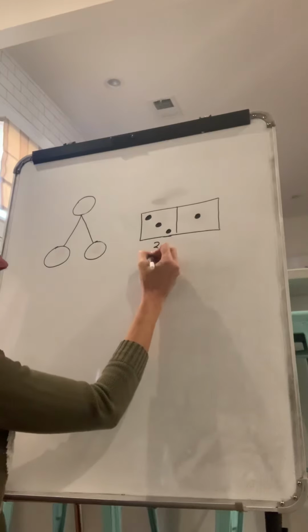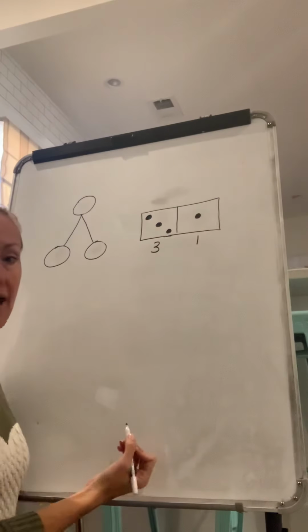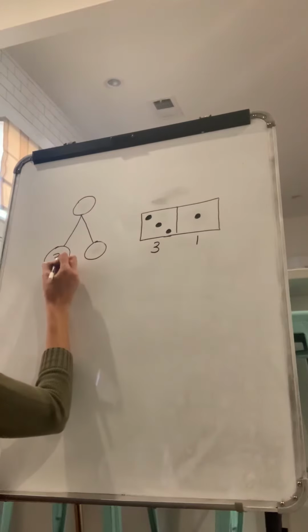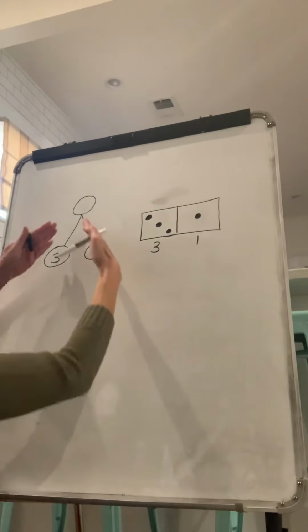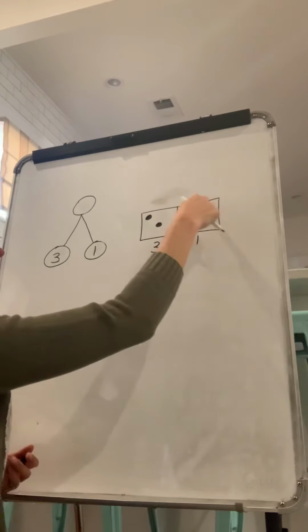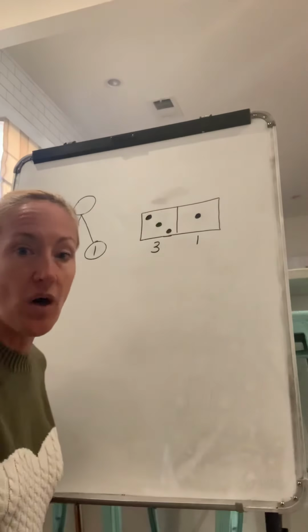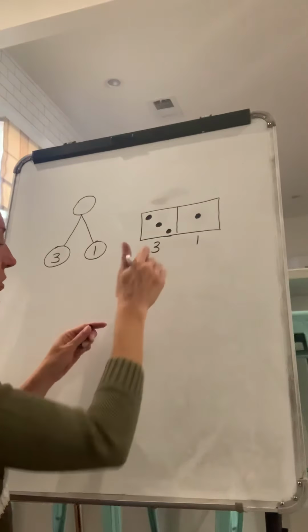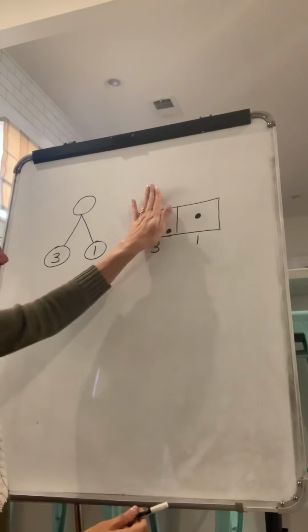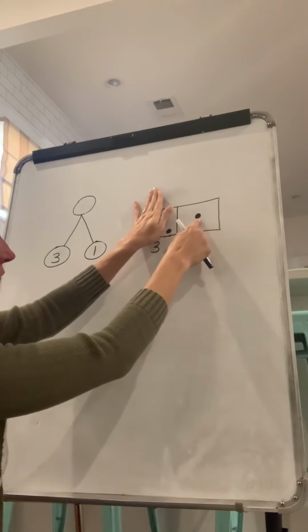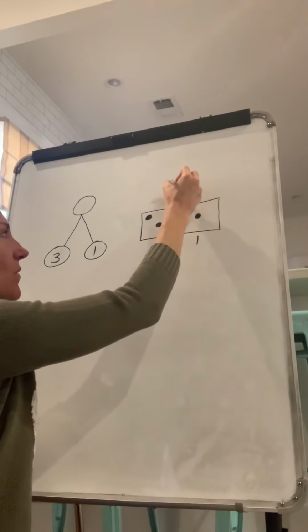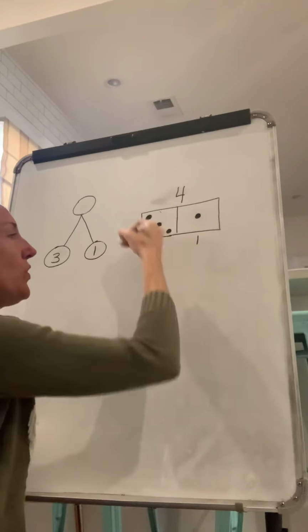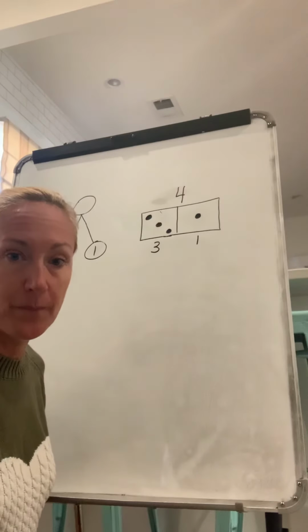I've got 3 on this side, 1 on that side. I've got a 3-part and a 1-part, and they're going to go together. Now we're going to add them all up to find out the whole thing, the mom. Okay, so let's count all our dots. So we know this is 3. We already counted it. So let's say 3, and then 1 more. 4. So our mom, our whole number, the whole thing is 4.